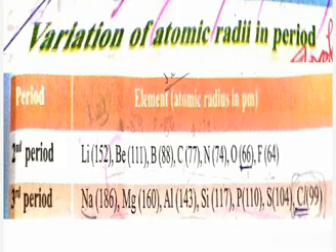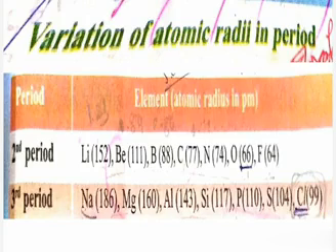At the same time, nuclear attraction is also increasing on the outermost shell electrons. As a result, the size of the atom decreases. So the atomic radii of elements decrease across the period from left to right.